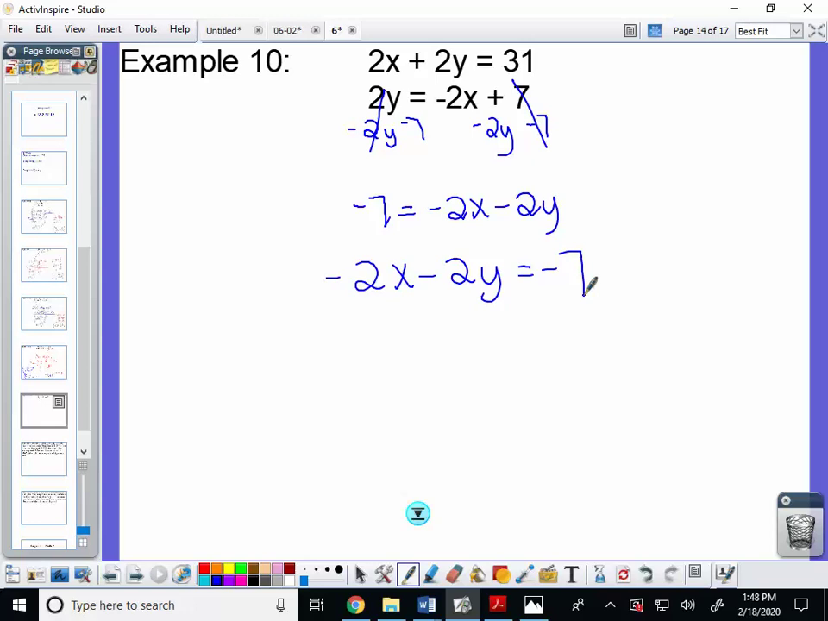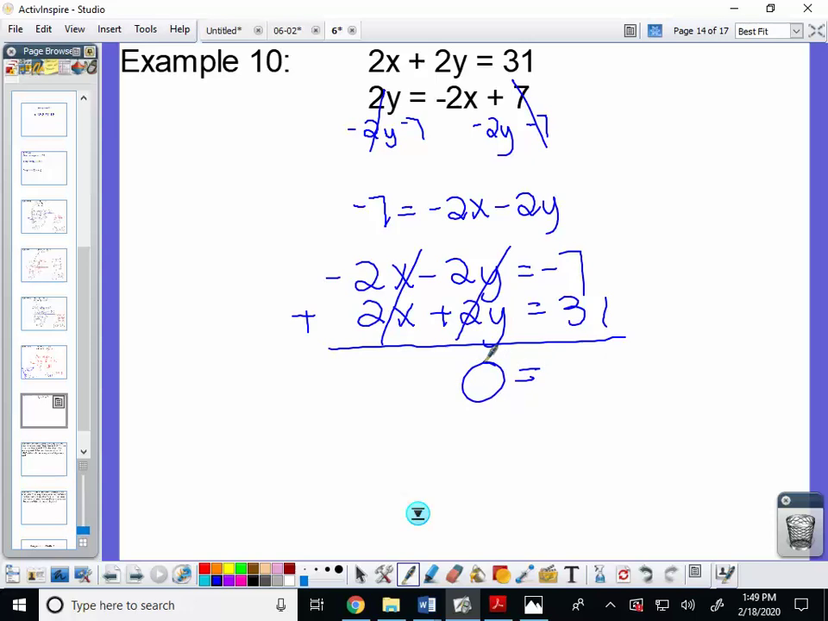The reason I did that is because now don't I already have opposite terms? Yeah. I don't have to do anything. I've already got my opposite terms. I'm going to bring down this other equation, this first one, and put it below. So 2x plus 2y equals 31. I've got opposite terms, don't I? What's going to happen to the x's and the y's? They're both going to be canceled. And I've got to put something on that left side. I'm going to put a 0. And negative 7 plus 31? 24.